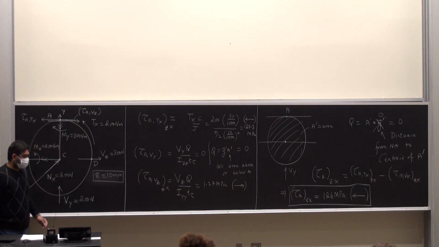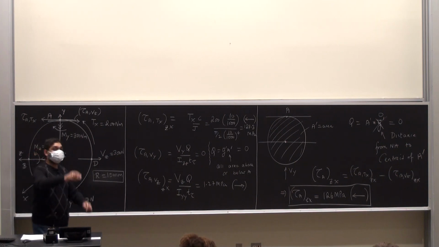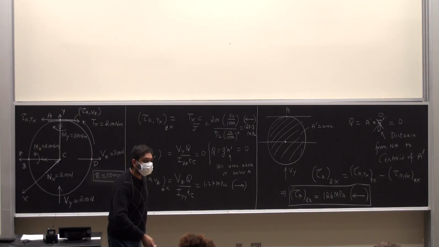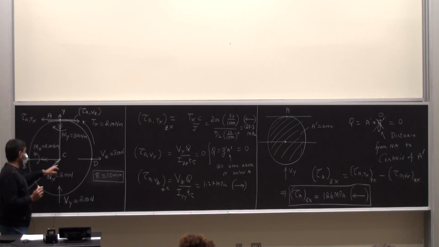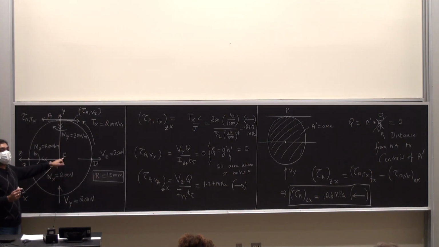Okay. Any questions so far? Yes. If the tau A due to Vy had been a value, would we include that in the tau A total equation? Absolutely, absolutely. So we are going to see that happen for this point C, which is the centroid. It's going to have a contribution due to both this guy and that guy. Okay, so we're going to see that.